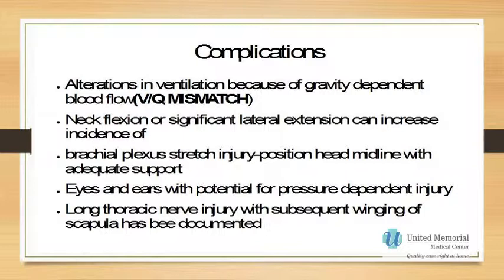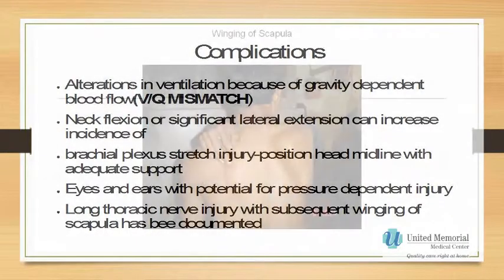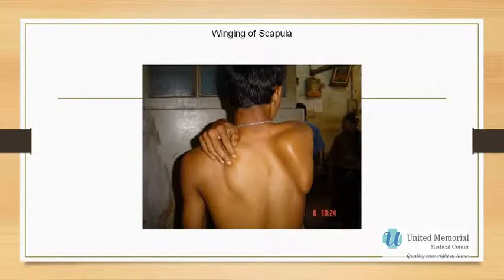The long thoracic nerve injury is a rare but potential complication with the lateral position, and it causes a winging of the scapula, which is shown here. And basically it controls the serratus anterior muscle, and that scapula basically becomes, I don't want to say fixed, but it's in that position. They don't have the ability to bring it back medially.